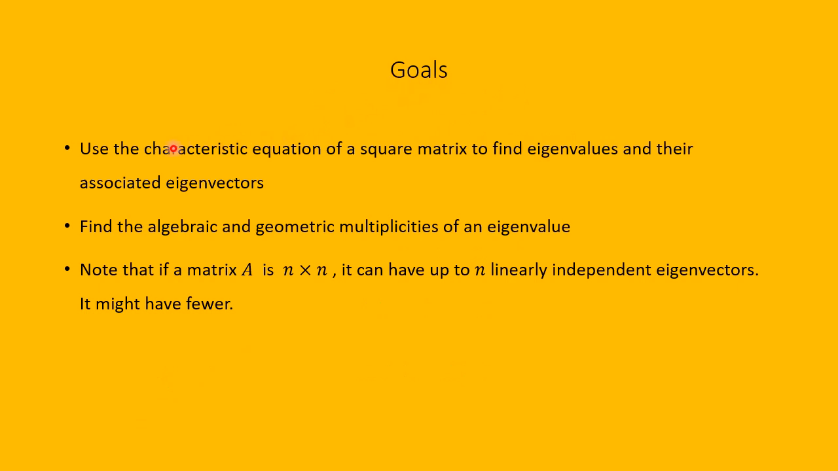The goals of this lesson are to use the characteristic equation of a square matrix to find eigenvalues and their associated eigenvectors. Usually, I guess we say eigenvectors and their associated eigenvalues, but 12 of one, dozen of another. Find the algebraic and geometric multiplicities of an eigenvalue. And note that if a matrix A is an n by n matrix, it can have up to n linearly independent eigenvectors. It might have fewer than n linearly independent eigenvectors.